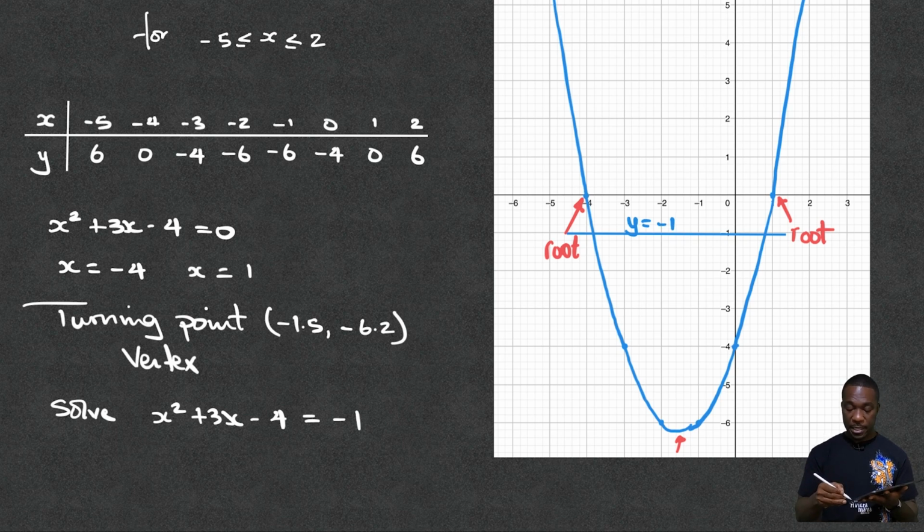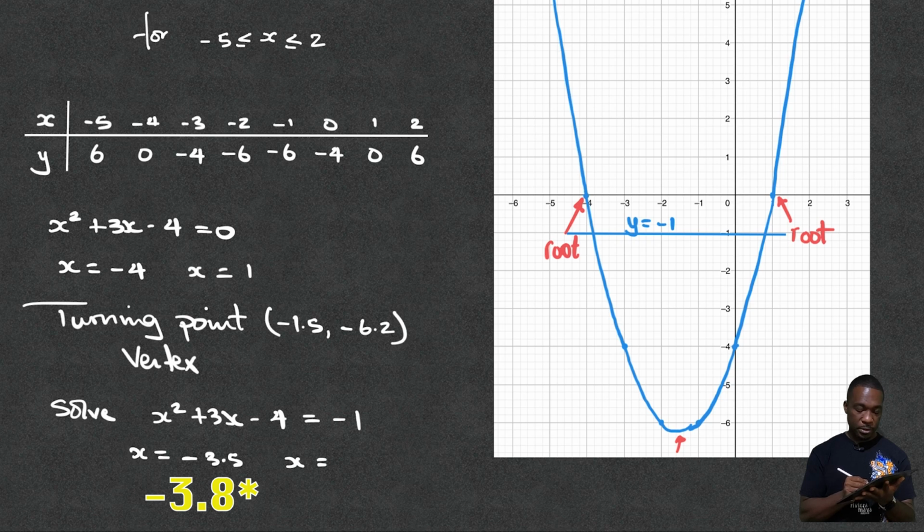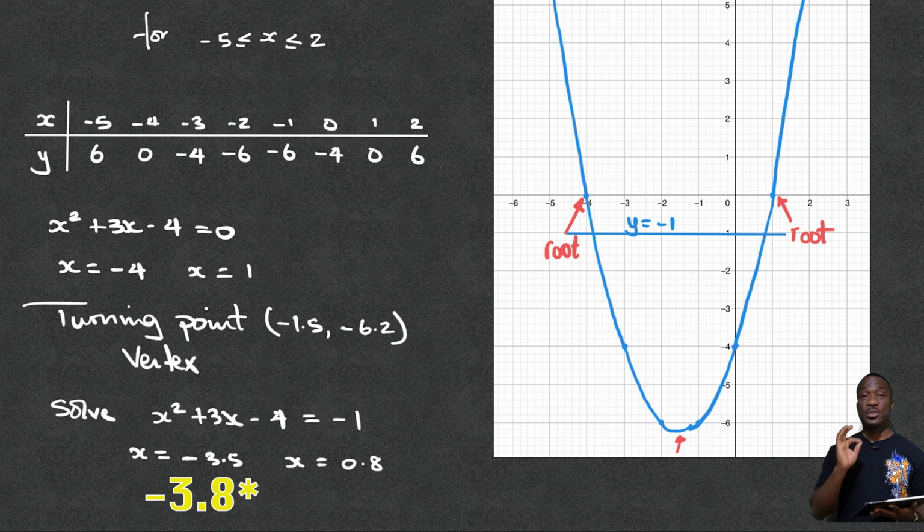And then once I get that, I then see where the line and the curve cross each other and read that up. So that's -3.8. And this one here is 0.8. So all I'm going to say there is that my answer is x is equal to -3.8 and x is equal to 0.8. And that's it. And that's how you solve quadratic equations using a graph.